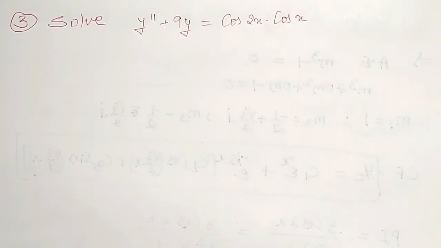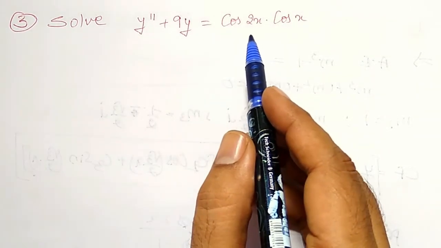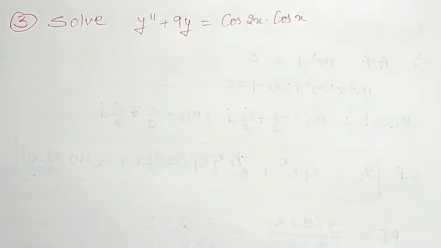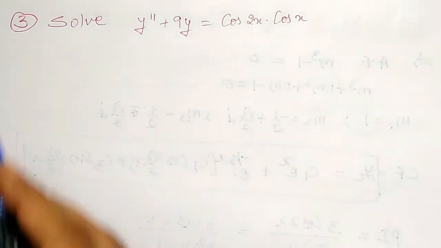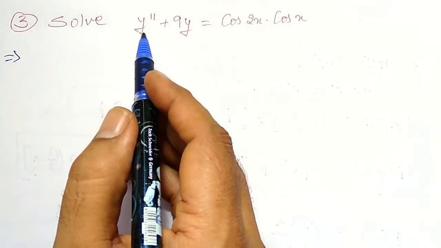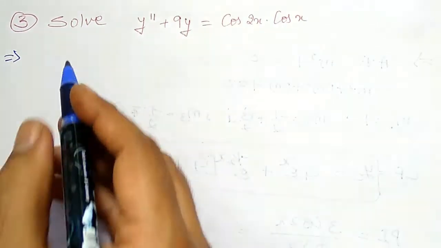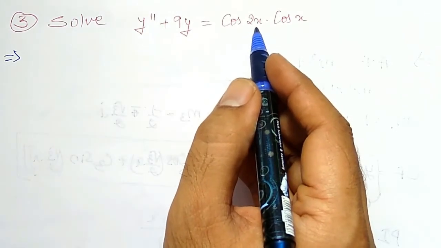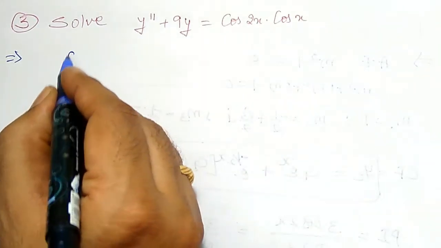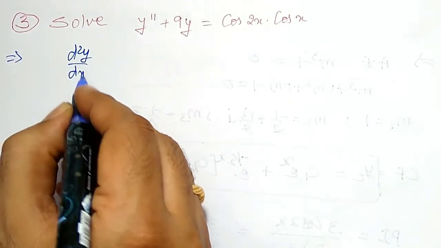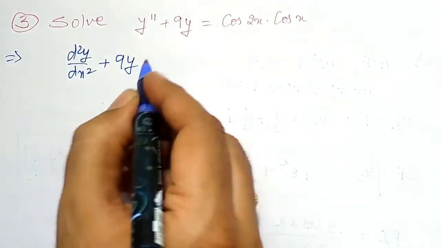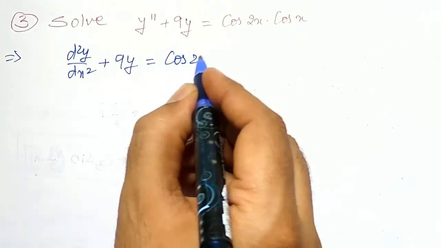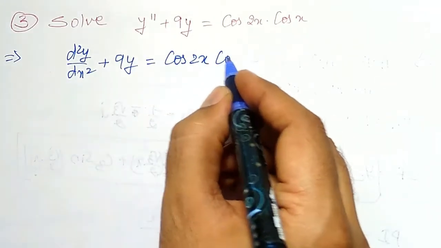In this video, another non-homogeneous differential equation with constant coefficients. I am going to solve it here. The right hand side is cos 2x into cos x. The differential equation is given with another notation, y double dash plus 9y. Here x is the independent variable and y is the dependent variable, therefore d square y by dx square plus 9y equal to cos 2x into cos x.